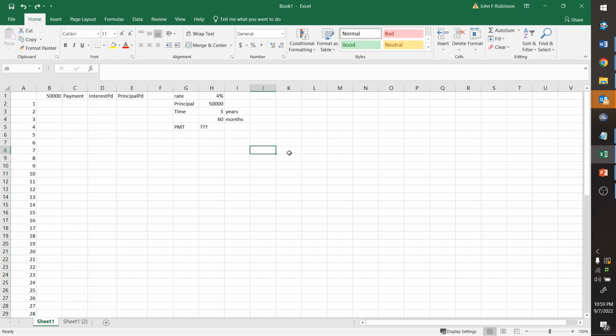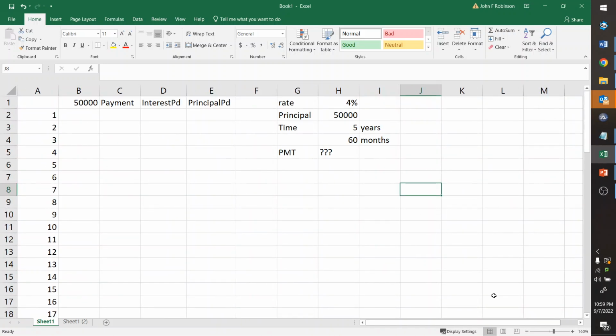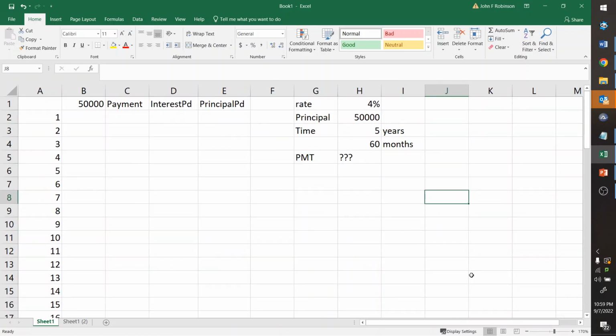We have, on here, let me zoom in a little bit here. We've got some information about the interest rate. So it's a 4% annual interest rate. So we will divide that by 12 to get our monthly rate.